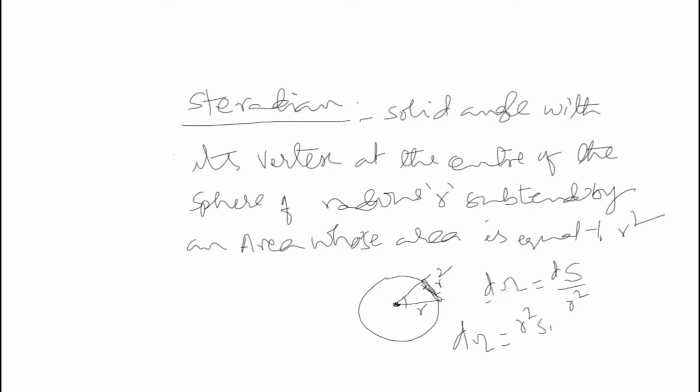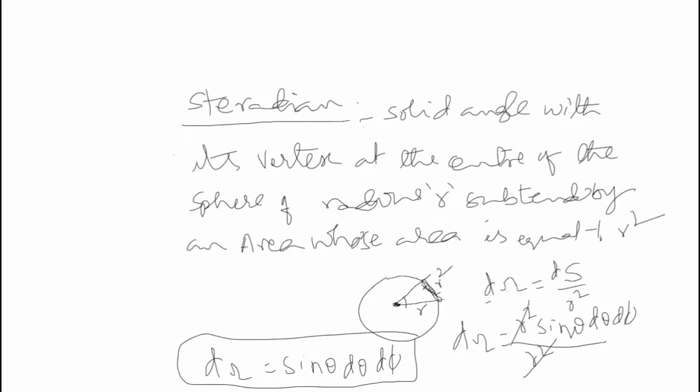r square sin theta d theta d phi. Now the r square gets cancelled. Finally, d omega is equal to sin theta d theta d phi. That is, d omega equals sin theta d theta d phi.